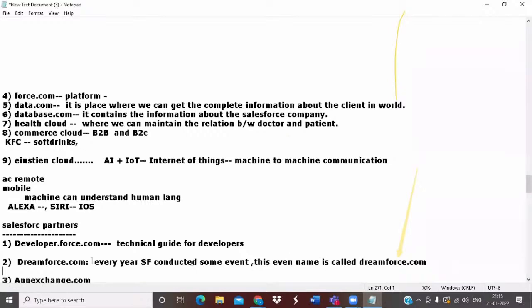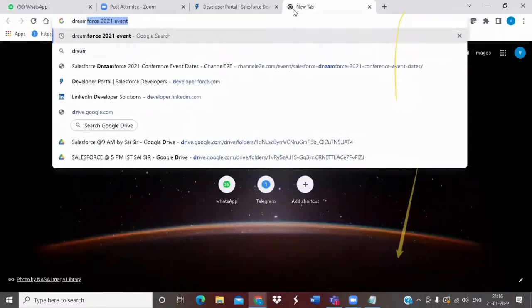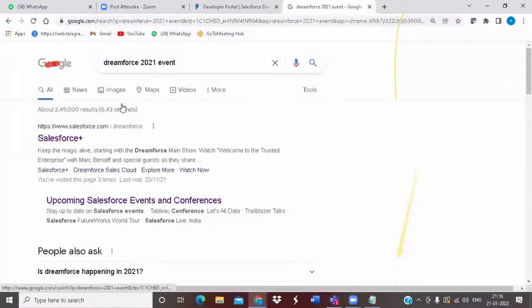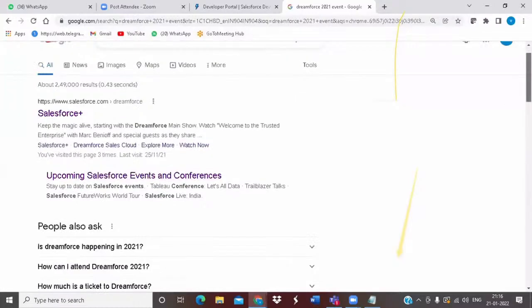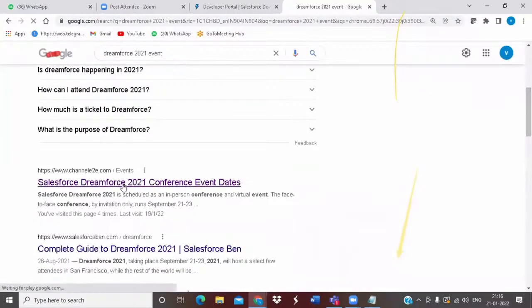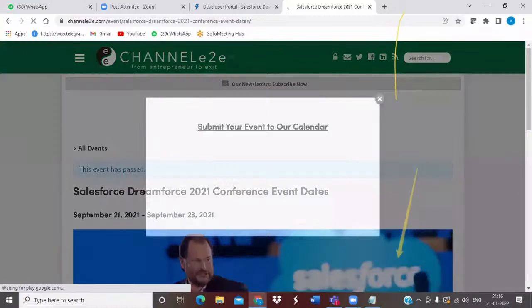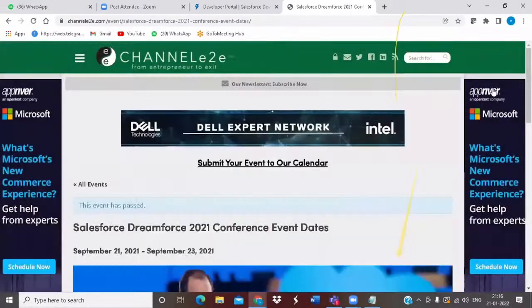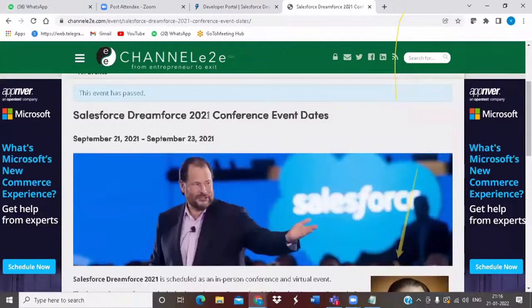The event name is called what here? Dreamforce. Even last year, 2021, Salesforce conducted this event in September. I will show you. Dreamforce 2021 event. Look at this. Salesforce Dreamforce 2021 conference event dates: it is September 21st, 2021 to September 23rd, 2021. They conducted it for a few days. Like that, every year Salesforce conducts this event.